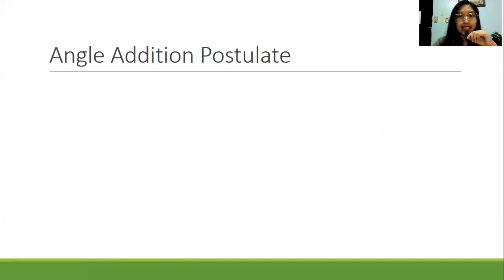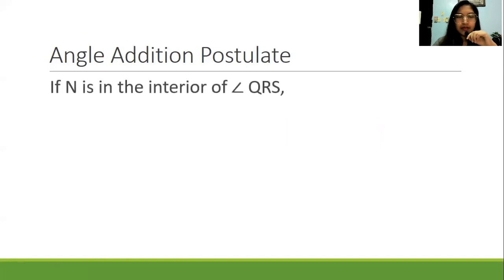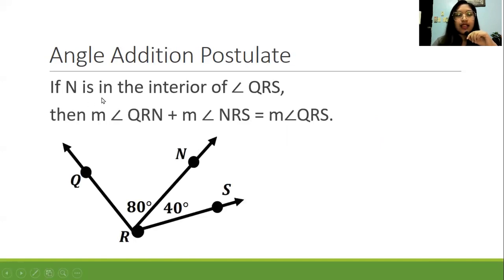How about the angle addition postulate? So, if N is in the interior of angle QRS, kapag sinabi natin interior, nasa loob ni angle QRS. Ito si QRS. Okay, nasa loob siya ng ating angle QRS. Then, measure of angle QRN plus measure of angle NRS is equal to measure of angle QRS.